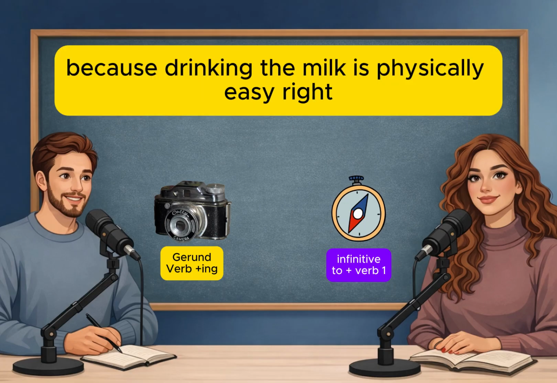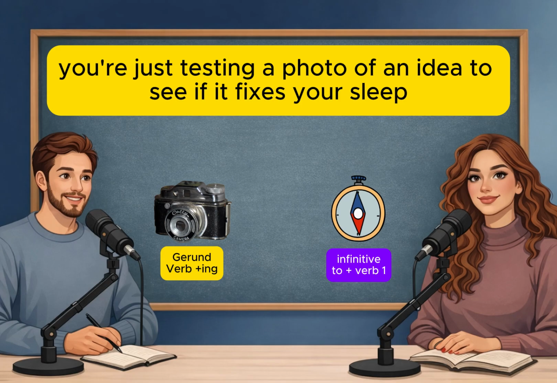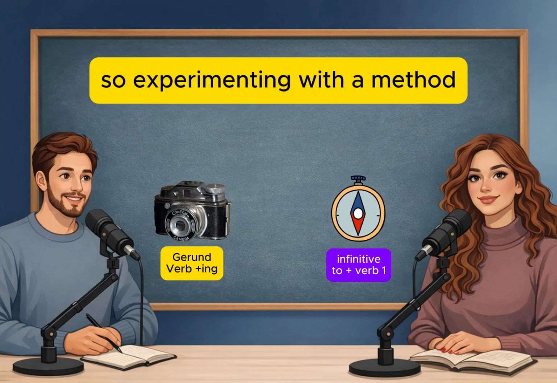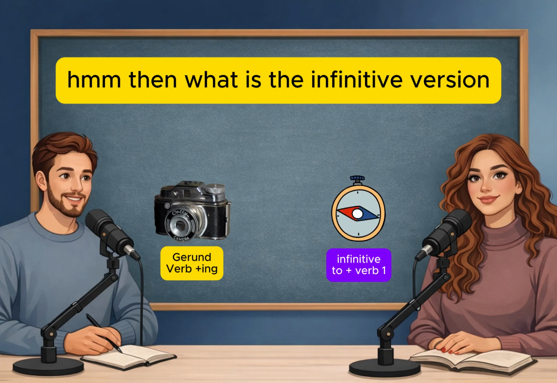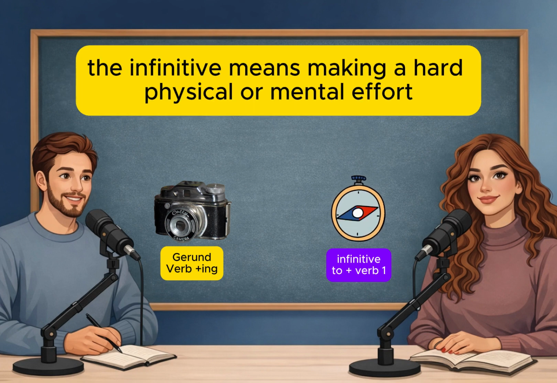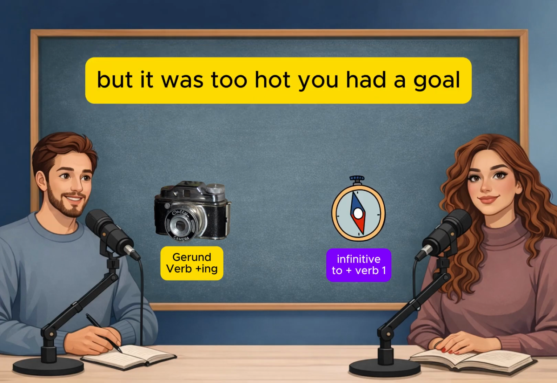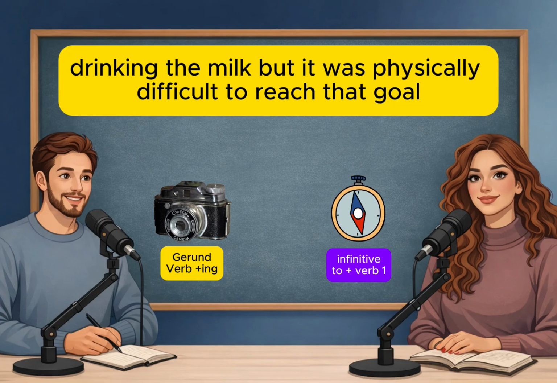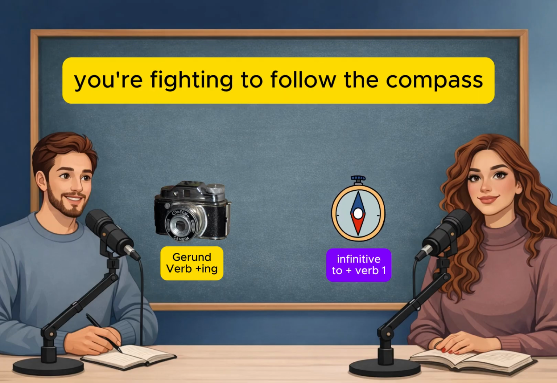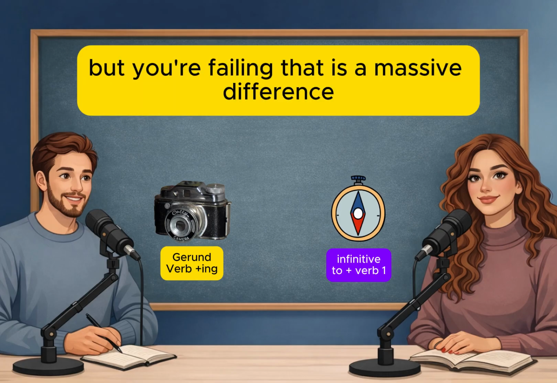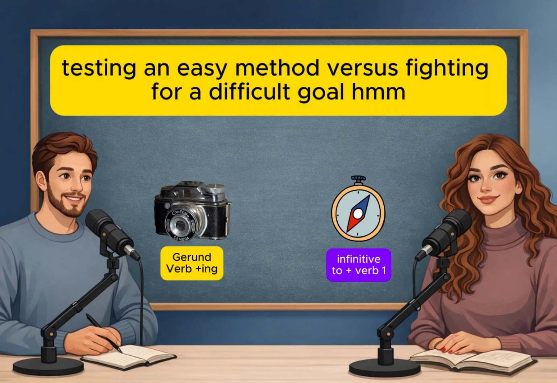Oh, okay. Because drinking the milk is physically easy. Right, you're just testing an idea to see if it fixes your sleep. So, experimenting with a method. Then what is the infinitive version? The infinitive means making a hard physical or mental effort. Like a struggle. Yeah. I tried to drink the milk, but it was too hot. You had a goal, drinking the milk, but it was physically difficult to reach that goal. You're fighting to follow the compass, but you're failing. That is a massive difference. Testing an easy method versus fighting for a difficult goal.